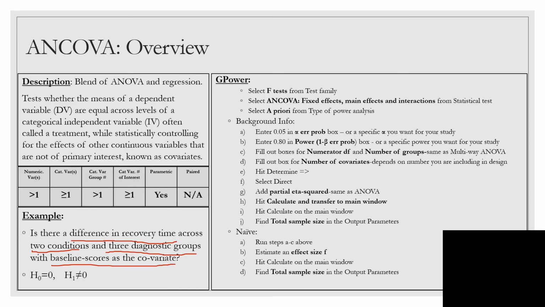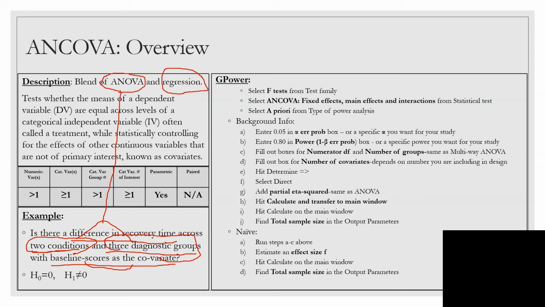So this is the continuous variable, and we're not interested in it, but we want to control for it. So that's the regression part of it. Whereas these ideas of 2 conditions, that's categorical, and 3 diagnostic groups, that's also categorical, that is where we get the ANOVA part of it.